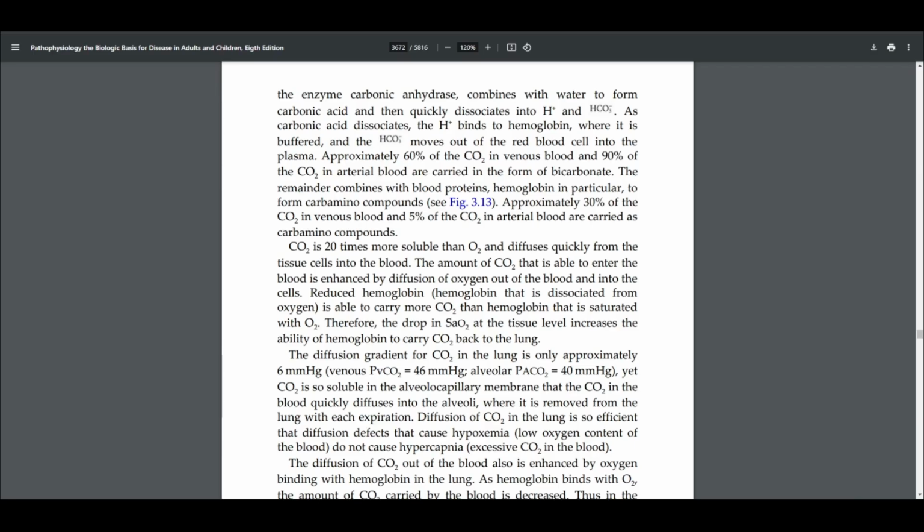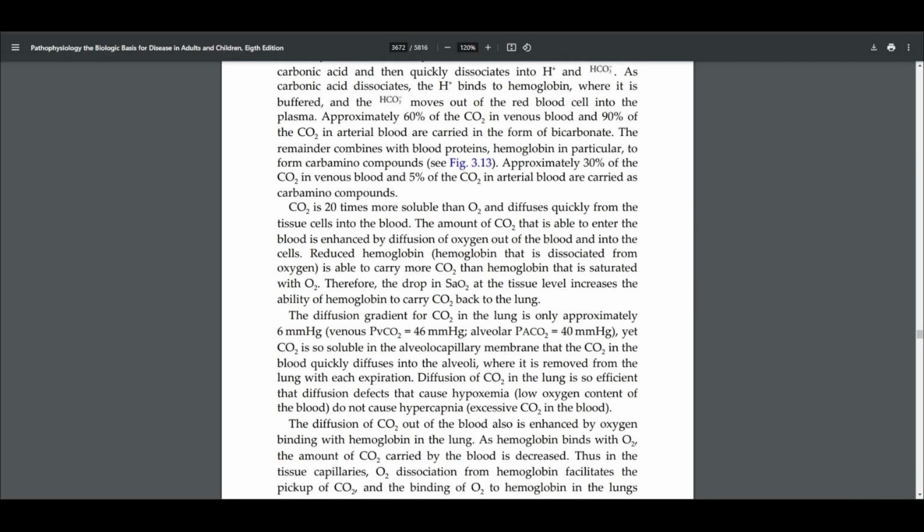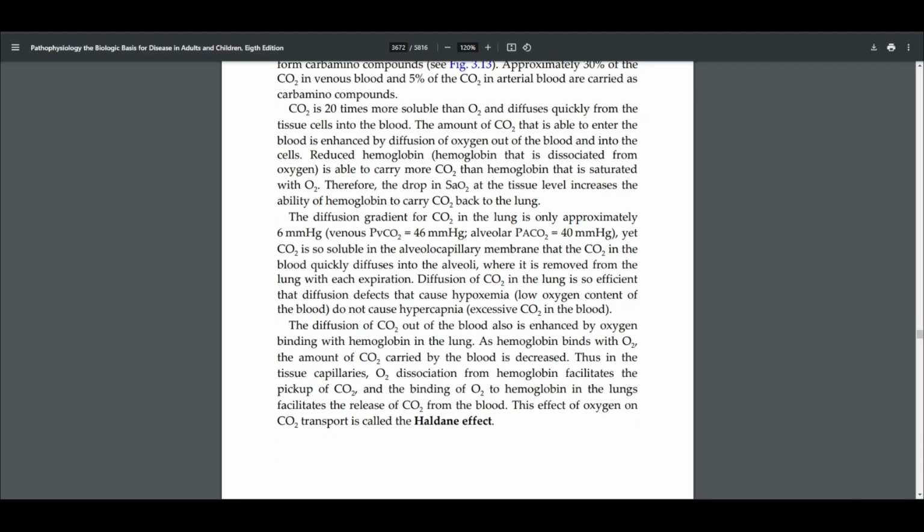About 60% of CO2 in venous blood and 90% of CO2 in arterial blood are carried in the form of bicarbonate. The remainder combines with blood proteins, hemoglobin in particular, and forms carbamino compounds. Roughly 30% of the CO2 in venous blood and 5% of CO2 in arterial blood are carried as carbamino compounds. So you'll see all three in plasma and blood, both venous and arterial.